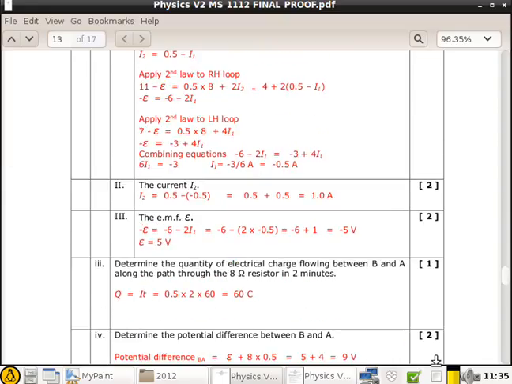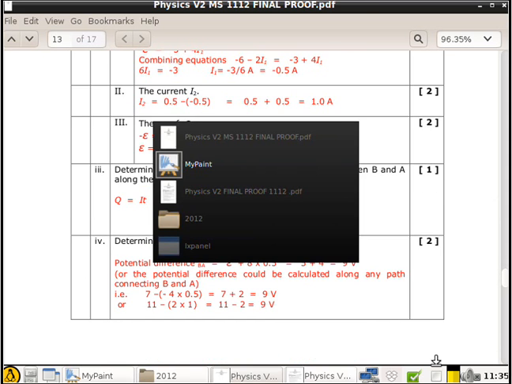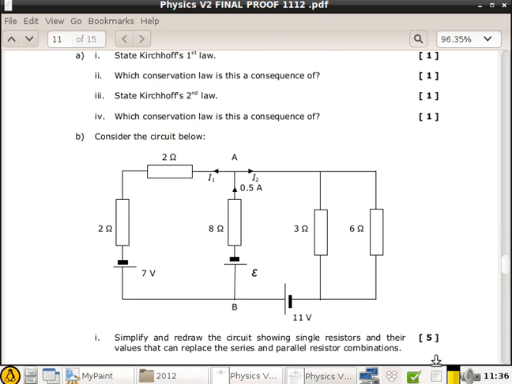5, 1, and minus 0.5. Not so bad, is it? Yeah. Now let's look at the last part. Not that bad. Sorry, the last two parts. What is the electric charge that flows between B and A?